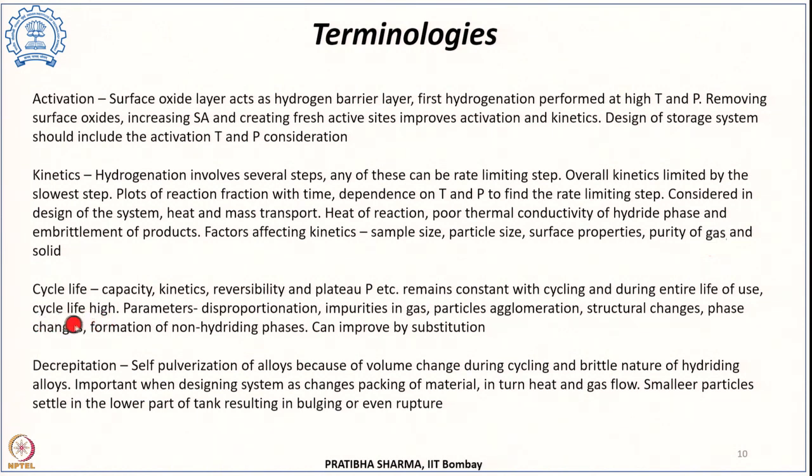Now, there are several parameters which govern the cycle life of these materials, like disproportionation and again the expansion and contraction of volume. If there are impurities present in the gas, then some of the metal hydrides get poisoned because of these impurities and their cycle life reduces. Whether particle agglomeration has happened, whether there are structural or phase changes involved; sometimes non-hydriding phases are formed, or sometimes stable hydrides are formed which are very difficult to desorb under normal conditions. All that can not only reduce the capacity but also reduce the cycle life of the materials. So we can improve this in several ways.